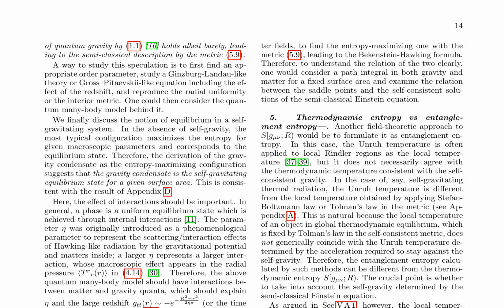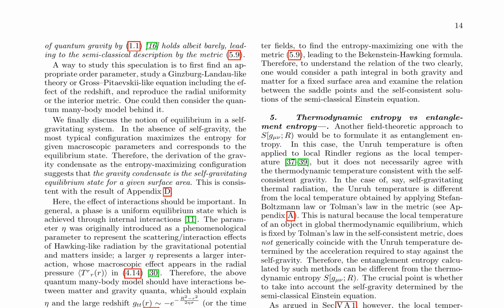In the context of self-gravitating systems, equilibrium is a crucial concept that hinges on the interactions between matter and gravity quanta. This interaction forms the cornerstone of the quantum many-body model, which aims to provide a comprehensive understanding of these complex systems. The paper also delves into the intricate relationship between thermodynamic entropy and entanglement entropy.